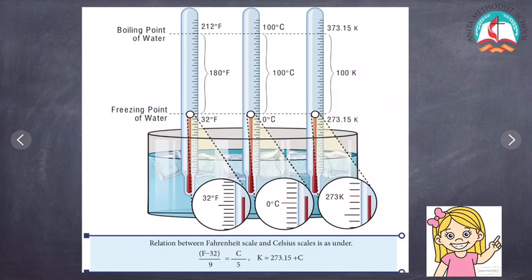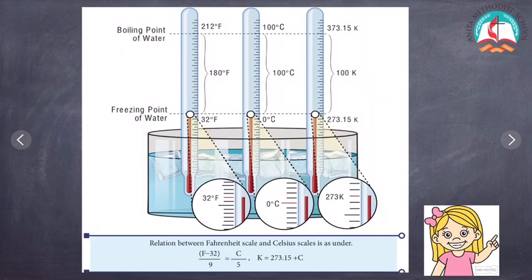So look at this. These are Fahrenheit, Celsius and Kelvin thermometers. Now I am going to put the Fahrenheit thermometer in the water. So the freezing point of the water is 32 degrees Fahrenheit and the boiling point of the water is 212 Fahrenheit. This is the Celsius thermometer. So the freezing point of the water is 0 degrees Celsius and the boiling point of the water is 100 degrees Celsius. This is Kelvin. So see, the freezing point of the water is 273.15 Kelvin and the boiling point of the water is 373.15 Kelvin.